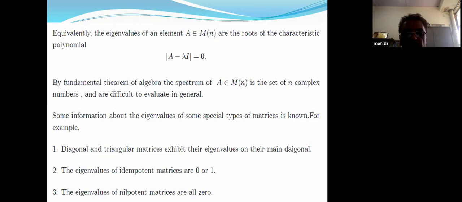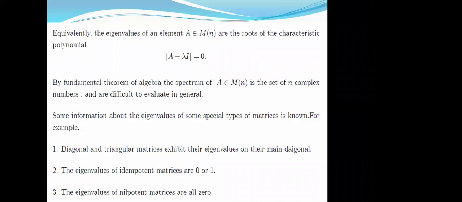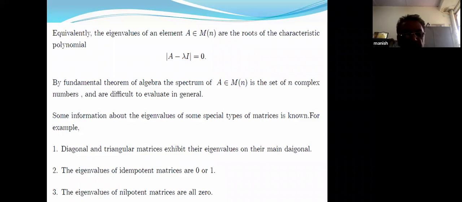The eigenvalues of nilpotent matrices are all 0. A matrix is nilpotent if A raised to the power k is equal to 0 for some positive integer k. And this means lambda raised to the power k is 0. So all lambdas are 0.